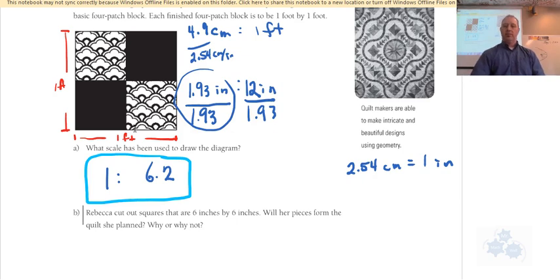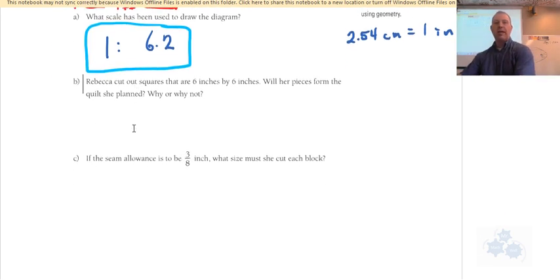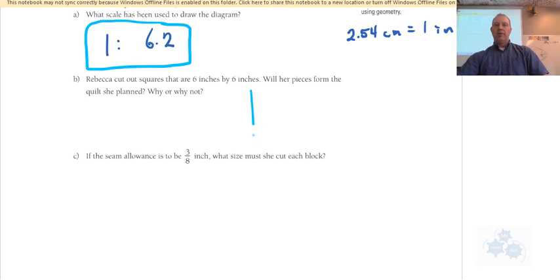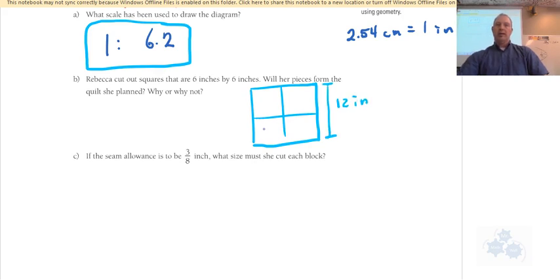Yeah. So what you're thinking about is, the real quilt block has to be 12 inches from here to here. The question is, will 6-inch little quilt blocks, can you put 4 of them together to make this exactly? Okay. So here's the thing.